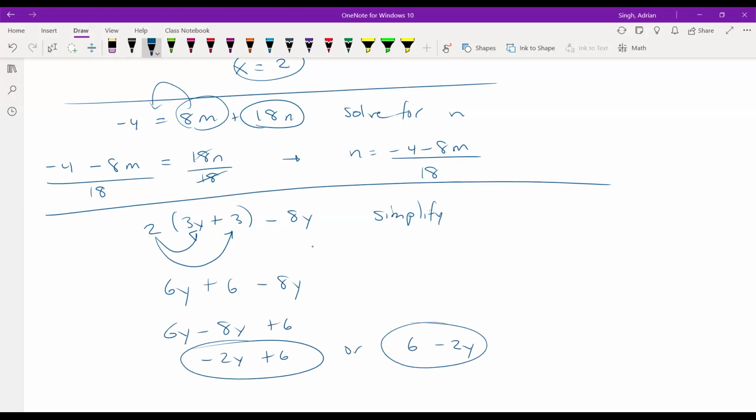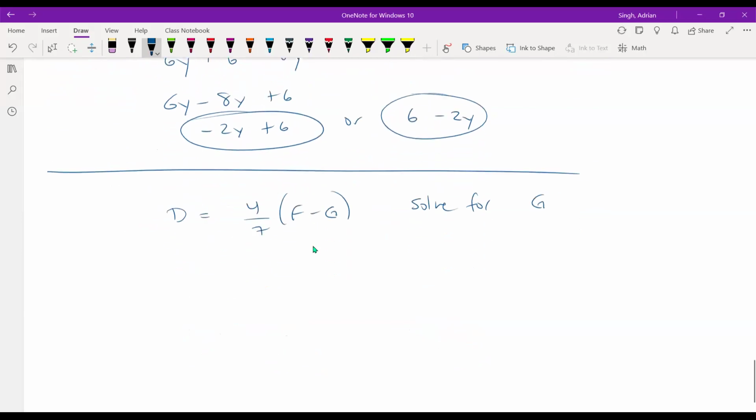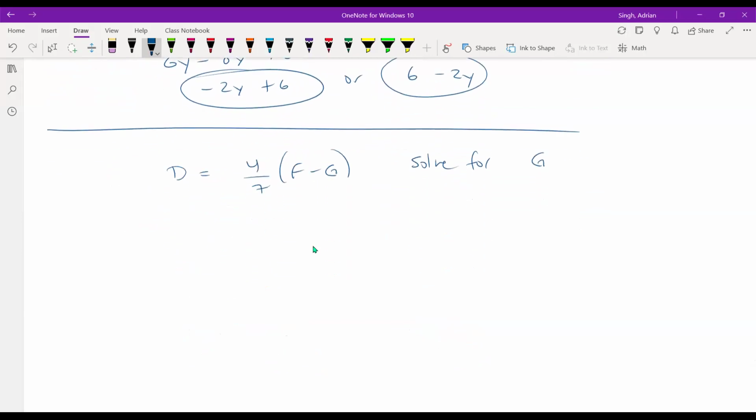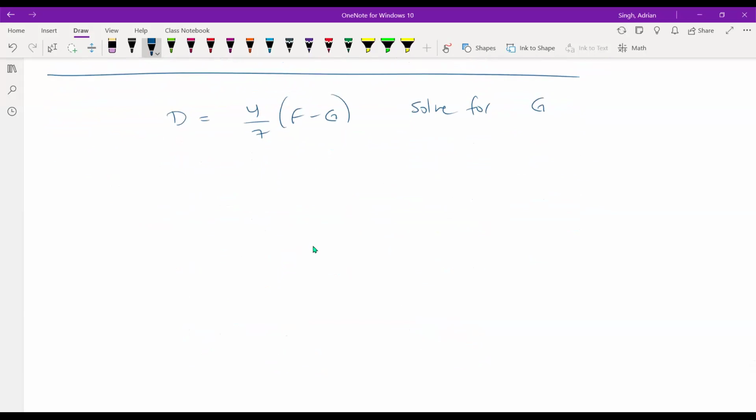If we take a look now at another one, so let's say that we had something like d is equal to 4 over 7 into f minus g, and we need to solve this for g. So isolate g on one side. Now, as I'm going through these examples and reminders, keep in mind that there's usually more than one way to solve a problem, especially a math problem. You may do it a slightly different way. As long as you end up with the correct answer, that's really all that matters. Your technique, your strategy may be slightly different.